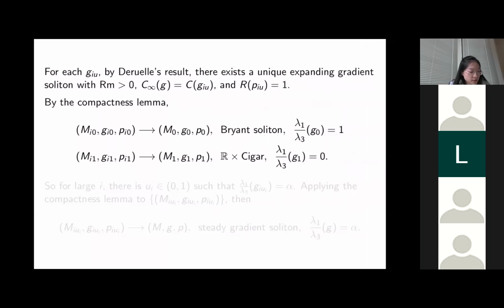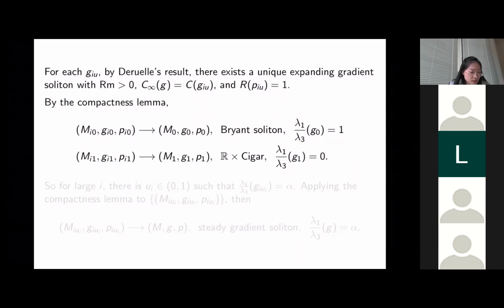Now if you do this for different sequences of expanding gradient solitons, then you get different steady gradient solitons in the limit. For example, if you choose the sequence which corresponds to shrinking to a sphere, then the limit is a Bryant soliton. So this quotient is equal to 1 because it is rotationally symmetric.